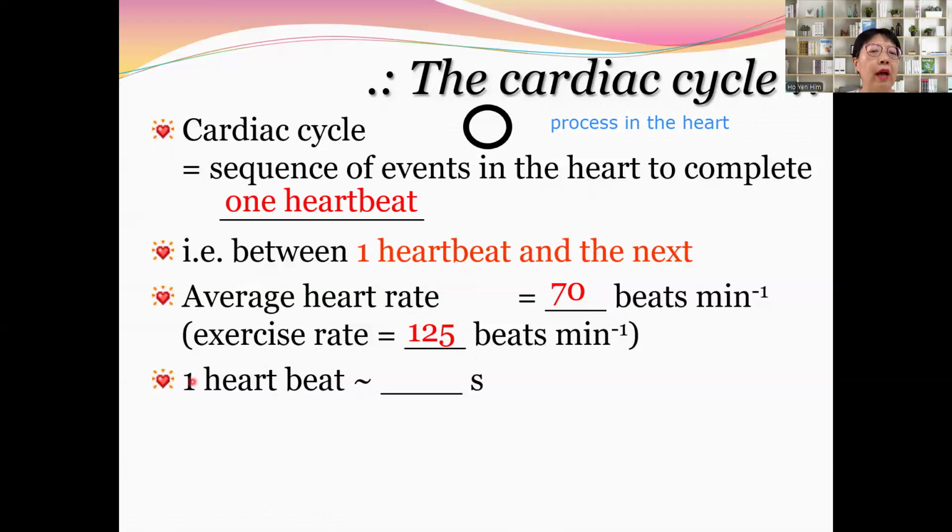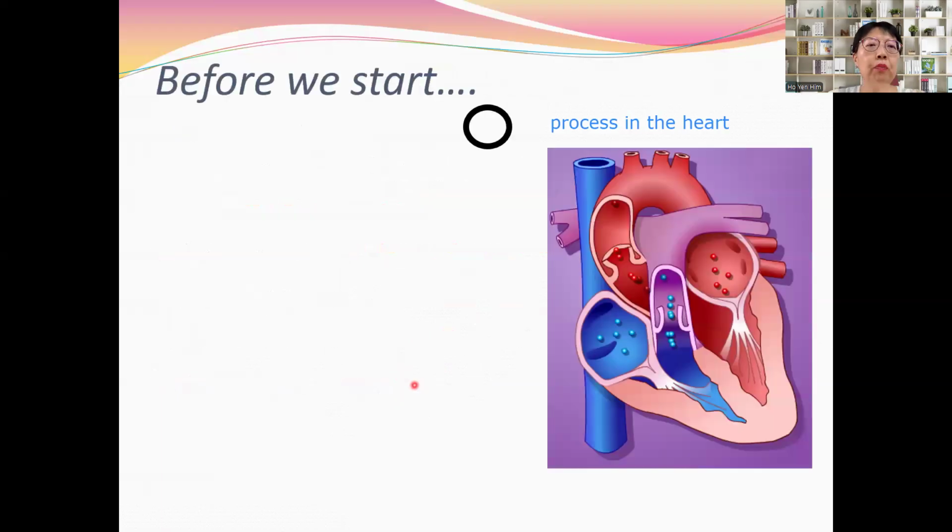Now, will you be able to calculate how many seconds one heartbeat takes if I give you this information? You can, right? When you're relaxed, it is 60 divided by 70. That will give you how many seconds per heartbeat. So this is 60 divided by 70. You're okay? Okay.